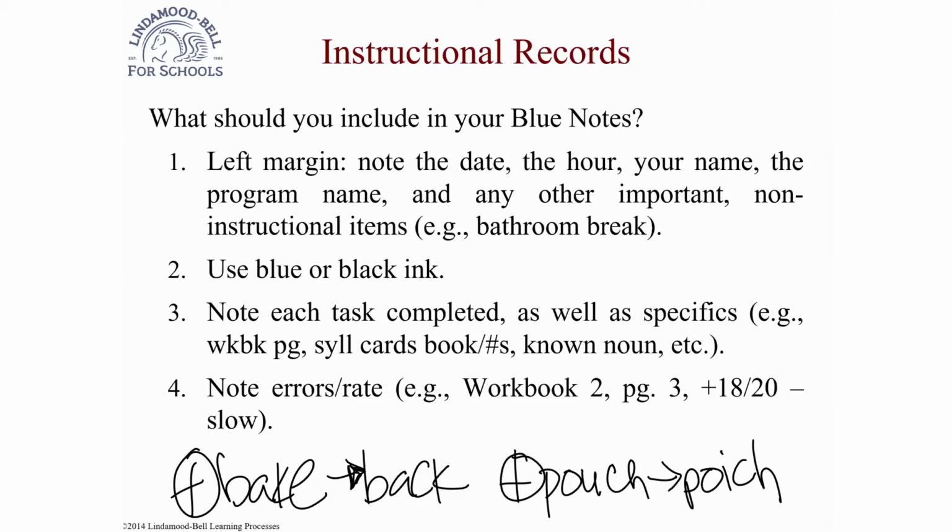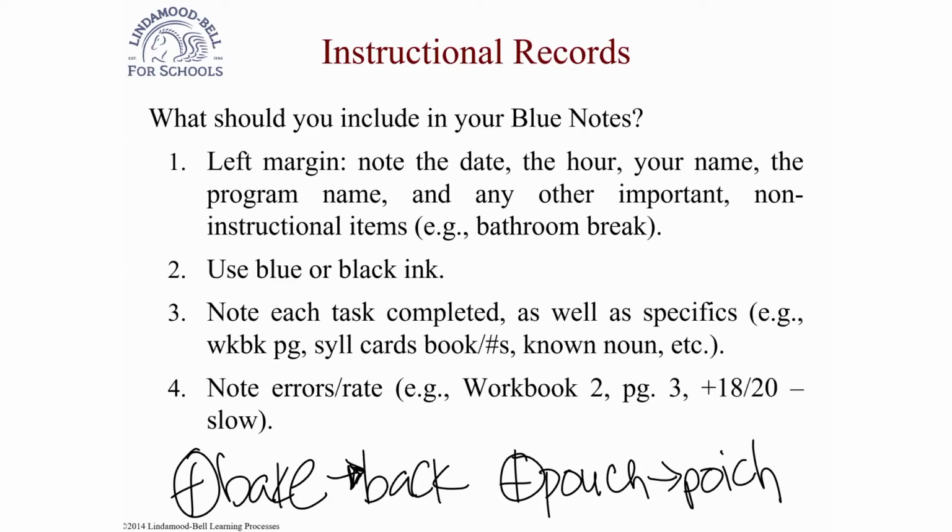You want to use blue or black ink. Note each task that's completed. So jot down the name of the task and then the things that you observed. You want to note the kinds of errors they're making, maybe even note how fast they're reading some words in the Seeing Stars program, for example, in the decoding workbook.